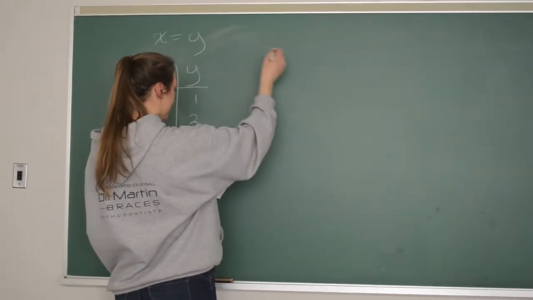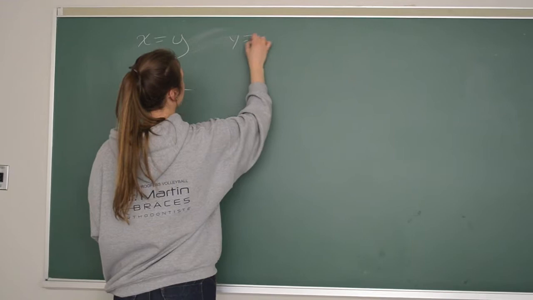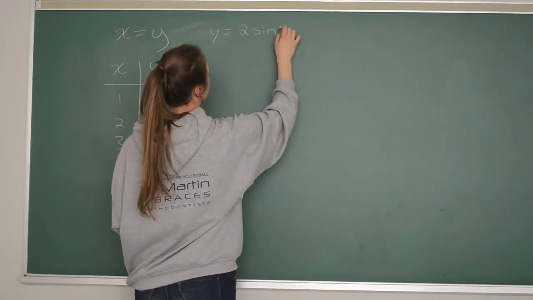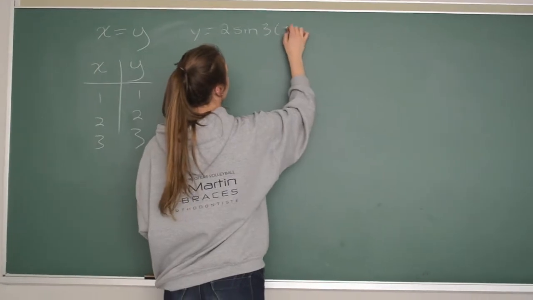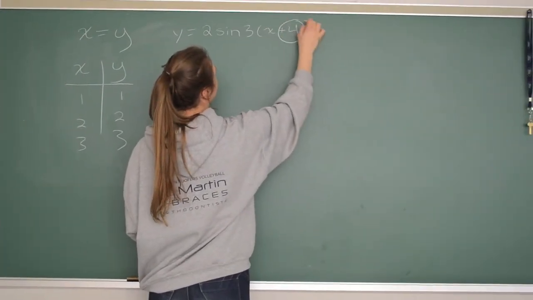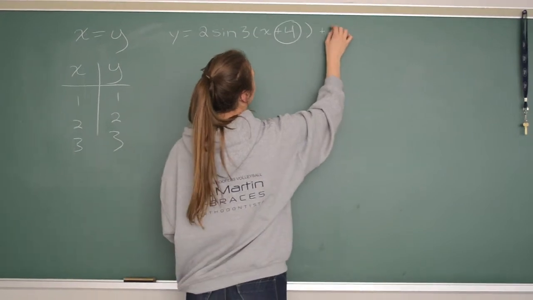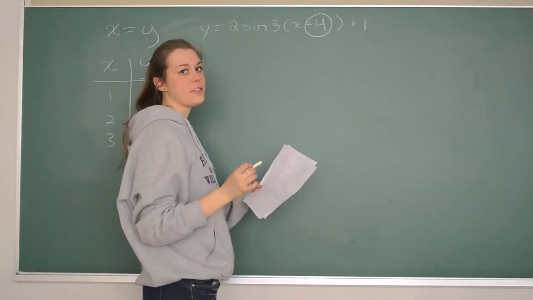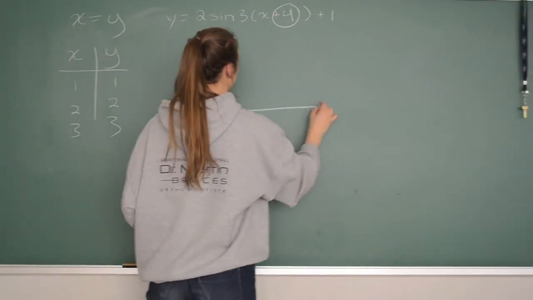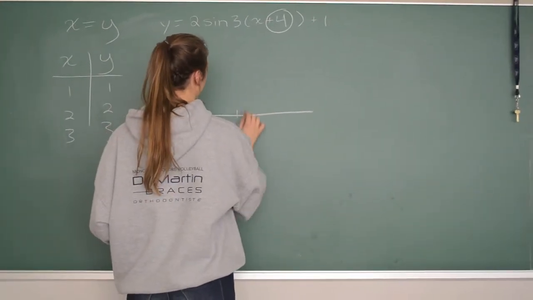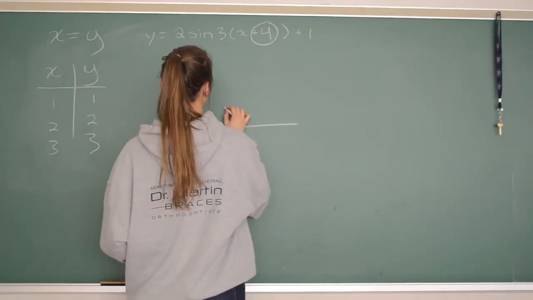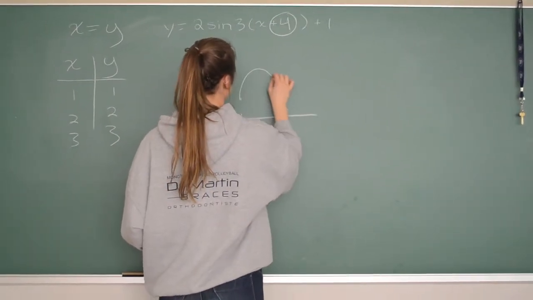So when you have this, it becomes your horizontal translation and tells you how far over you get to move your sine graph to start it, without having to draw out a table of values.